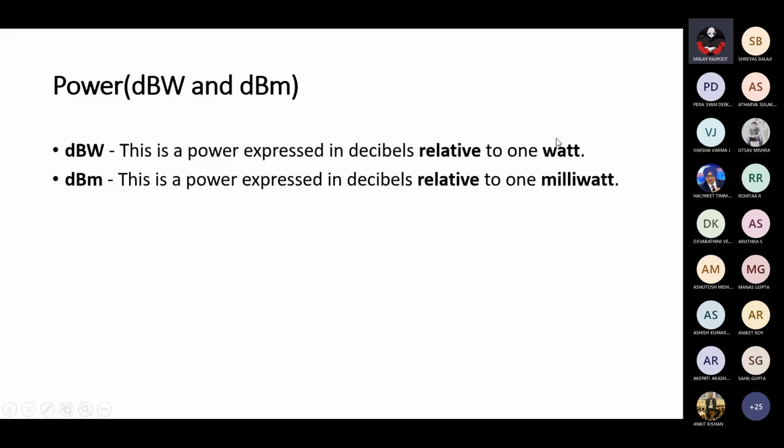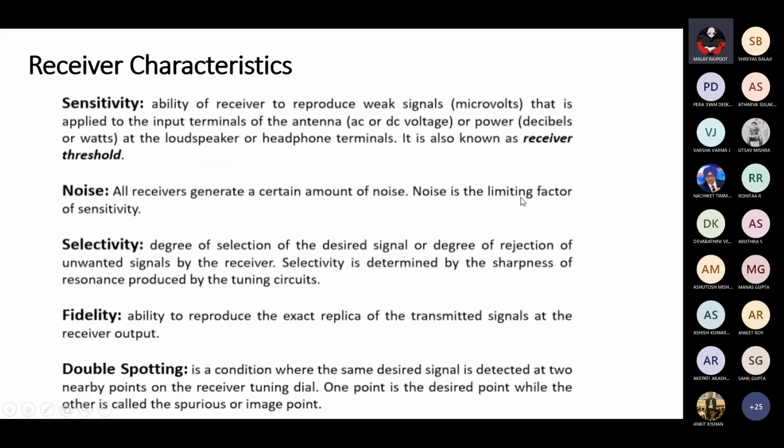And these are the characteristics of the receiver. Generally any receiver will have all these characteristics. What is called sensitivity? Sensitivity is the ability of the receiver to reproduce a weak signal. If we use a radio, we are going to tune it. There is a tuner button, right? We will tune it and see which station can properly receive the signal. The receiver is part of the radio, and the receiver antenna is going to receive the signal.